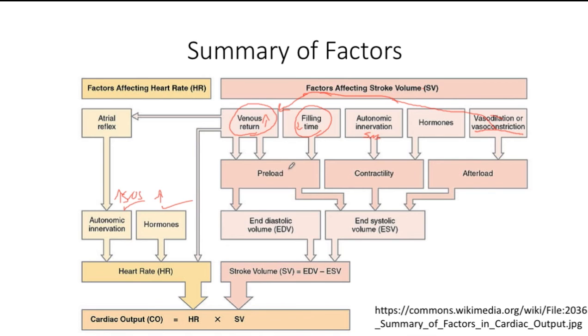Okay, so those factors in turn will cause an increase in preload, which will in turn cause an increase in contractility, which in turn will cause a decrease in afterload under normal circumstances. And when you put all that together, we get stroke volume: end diastolic volume minus end systolic volume. Obviously, we want to have an increased end diastolic volume, so therefore we can have a greater amount of blood being ejected. When you put these two together, we get heart rate times stroke volume, which equals cardiac output. Okay, hope that all makes sense.